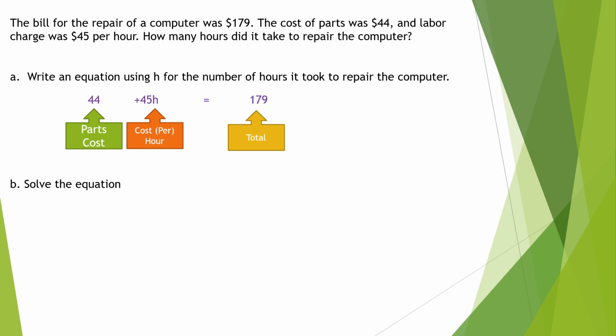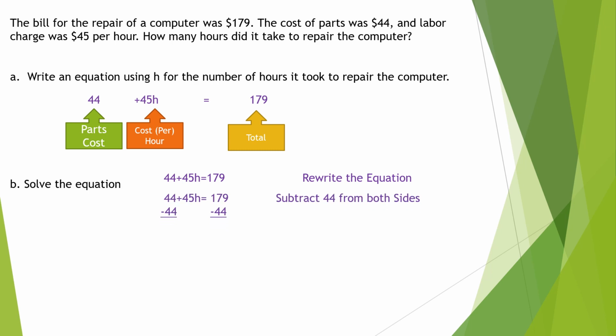So the first step in solving an equation is always to rewrite that equation. We're going to subtract $44 from both sides. On the left, it forms a zero pair, leaving just 45H, and 179 minus 44 does give us 135. Then, because 45 is multiplied by H, we have to undo it by dividing both sides by 45. 135 divided by 45. On the left it cancels out, and on the right it leaves us with 3. So it took 3 hours to repair that computer.